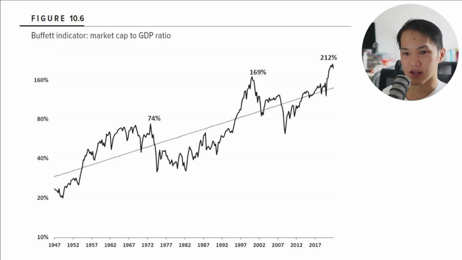But one thing to note is that if we say this indicator is useful, by right there should be a range. You can say there's a range where higher than a certain threshold, the market is expensive, and below a certain threshold, the market is cheap. And this should be range bound, rather than trending up. You see there's this dotted line. It shows that over time, this market cap over GDP is kind of trending up.